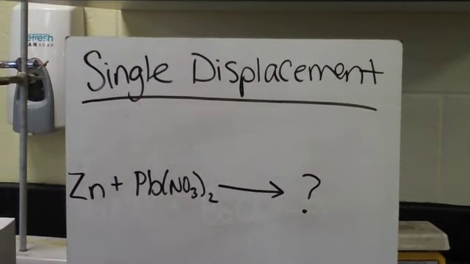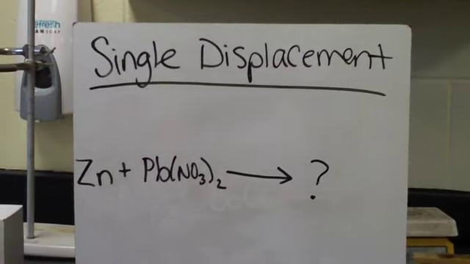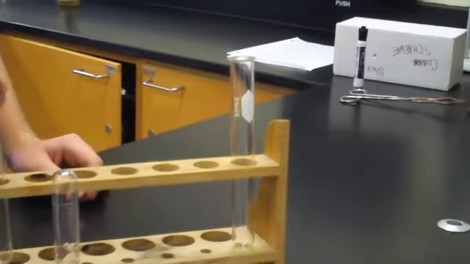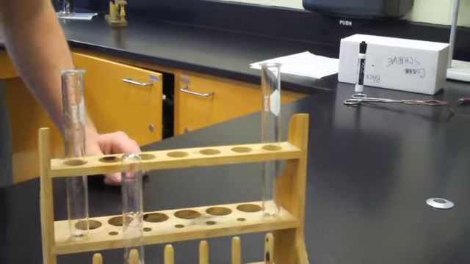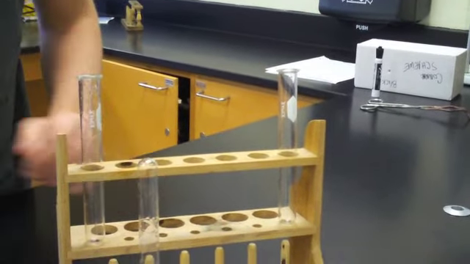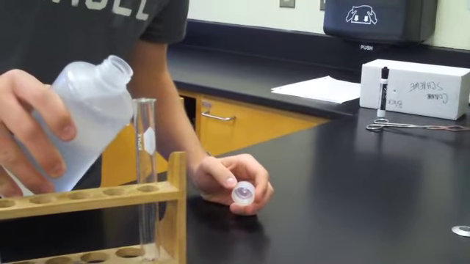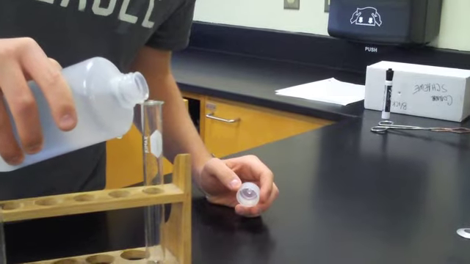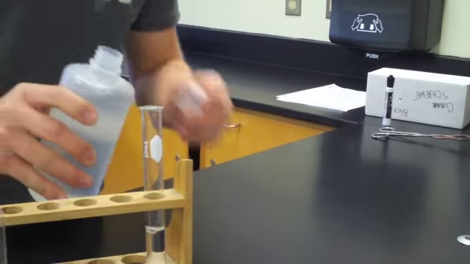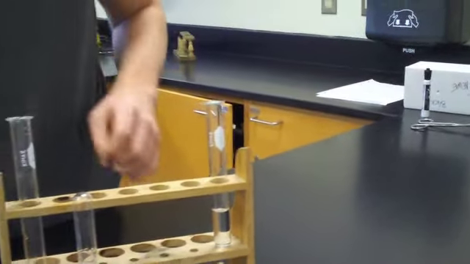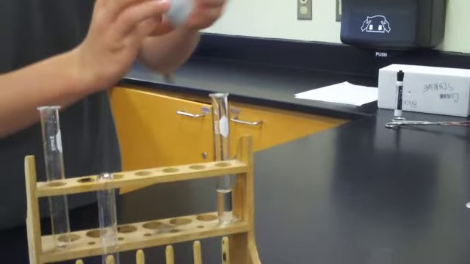This is what we call a single displacement reaction. And right here we have an example of this. And here is the lead nitrate. Pour a little bit into the test tube very carefully. Then we will take a piece of zinc.